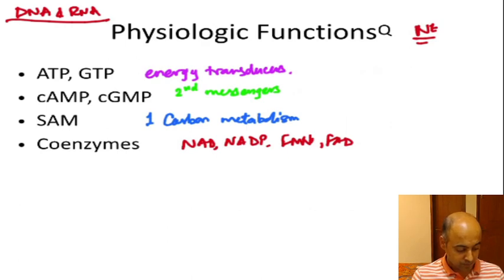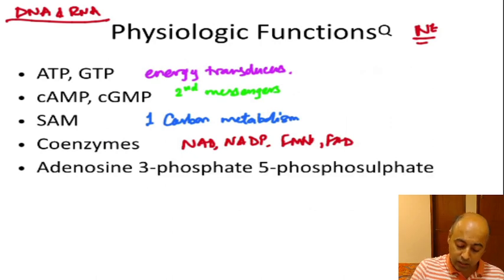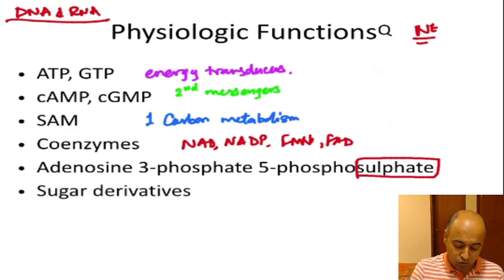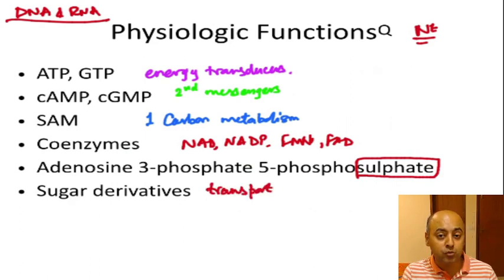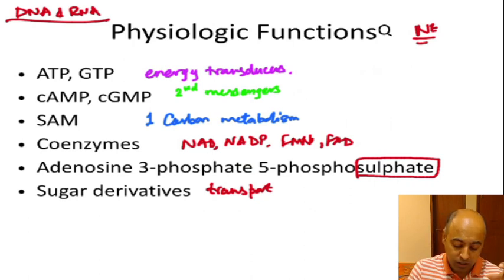Then they are also participating in the transport of sulfate. You don't need to remember this name. I'm giving this name just to show you that the nucleotides also participate in the transport of sulfate, and they participate in the transport of sugar derivatives. Glucuronic acid is an example. You know that when we are doing the conjugation with bilirubin, we have the UDP glucuronic acid, right? So glucuronic acid is being transported by the nucleotide.